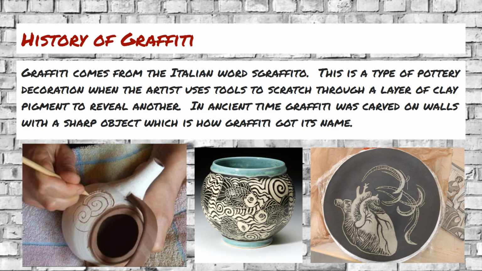So, the word graffiti comes from the Italian word sgraffito. This is a type of pottery decoration when the artist uses tools to scratch through a layer of clay pigment to reveal another. In ancient times, graffiti was carved on walls with sharp objects, which is how graffiti got its name. Go ahead and sit there for a second and say graffiti. Sgraffito. Graffiti. Sgraffito. Kind of the same syllables, kind of has the same sounds to it. So the word graffiti was derived from that word sgraffito, which was a type of Roman pottery.